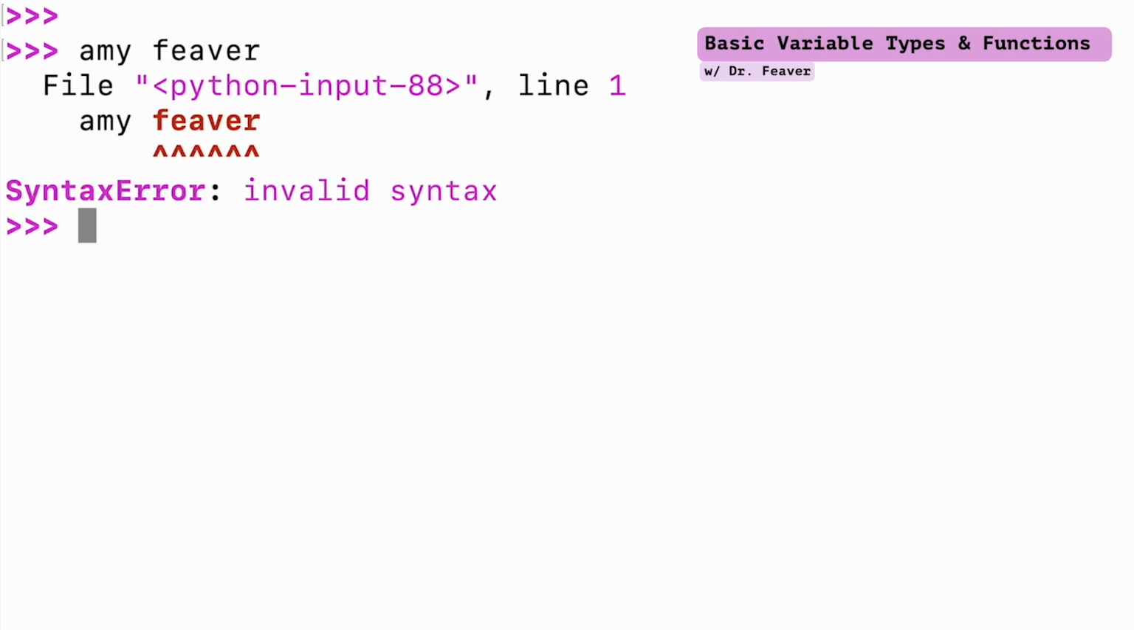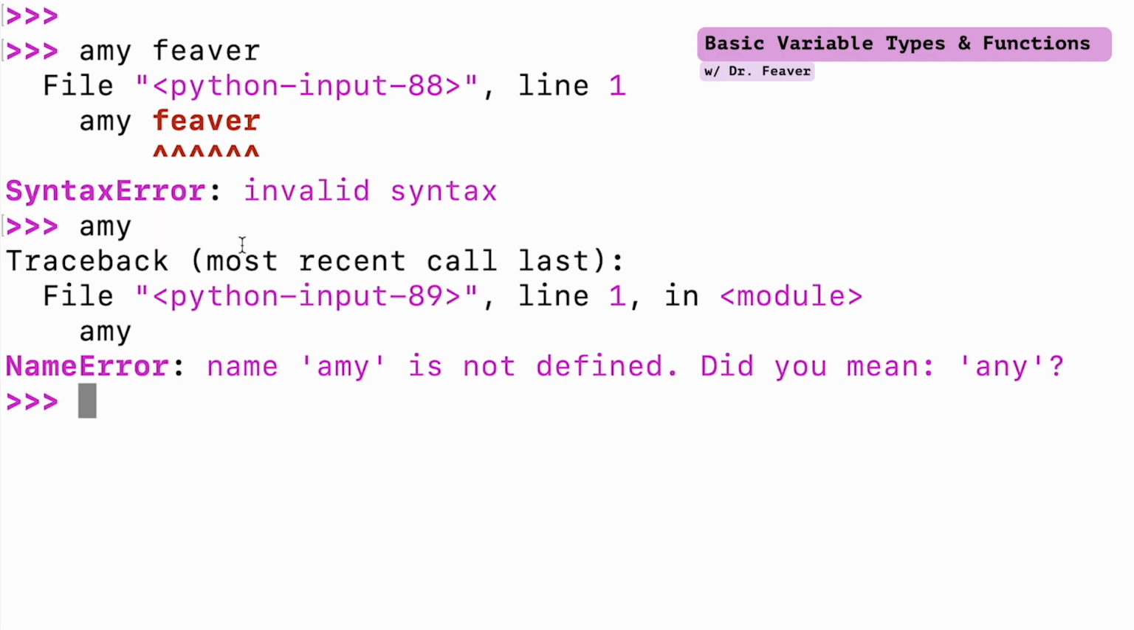So we need to put the quotes around words, around strings. Text might be another good word for what a string is. Because if I just put something like Amy Fever, it's going to get confused. Because it's like, I don't know what these words are. Fever, is that supposed to be a command? Is that supposed to be the name of a variable? I don't know what to do.